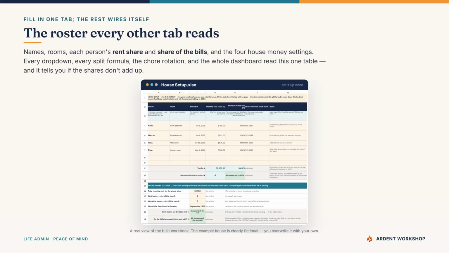Start on house setup. It's the only tab that has to be right. Names, rooms, each person's rent share, and each person's share of the bills. Every drop-down, every split formula, the chore rotation, and the whole dashboard read this one table. It checks your shares add up and tells you if they don't.